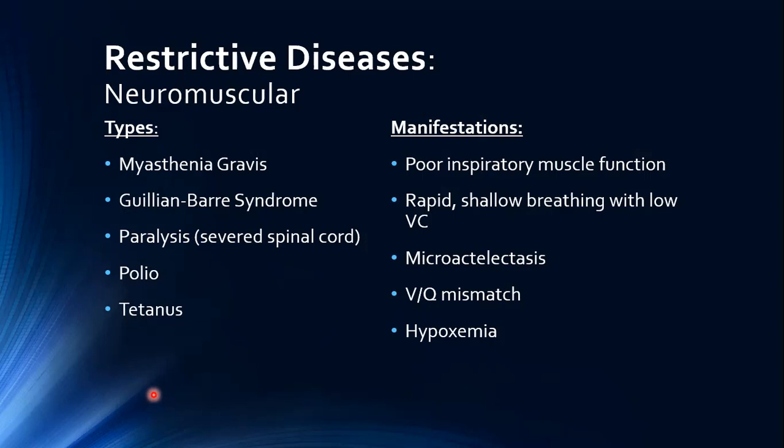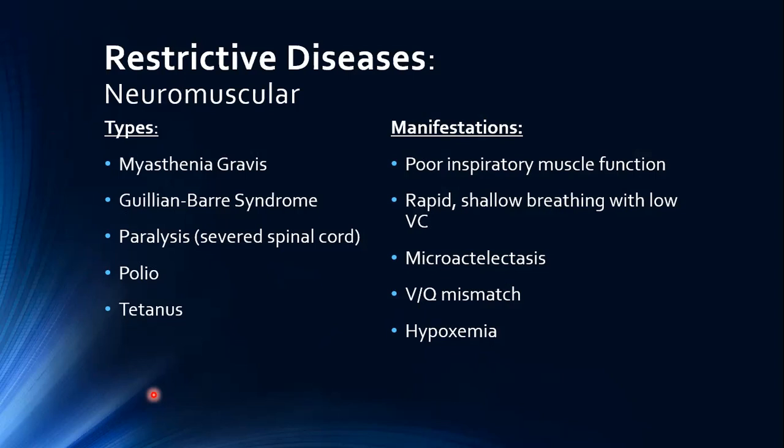How do they manifest? These manifest as poor inspiratory muscle function. For some reason, the inspiratory muscles just aren't working because something's going on in the brain. Rapid, shallow breathing with low vital capacities. Microatelectasis, that's the small pockets of atelectasis all through the lungs. VQ mismatches can start happening, because you got the blood, but you don't have the ventilation.